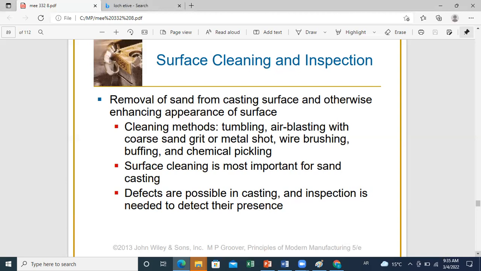You have other techniques also, such as wire brushing, buffing, and chemical pickling. Now, surface cleaning is most important for sand casting because sand will adhere in a certain way to the cast. So you need to do a separation between the sand particles and the final cast. And defects are possible in casting, and inspection is needed to detect their presence. We'll see together what the different types of defects are that we can encounter in casting processes.